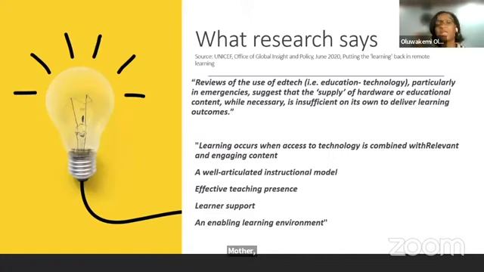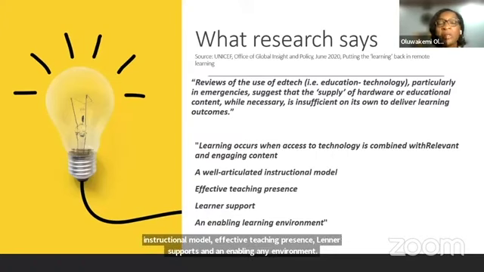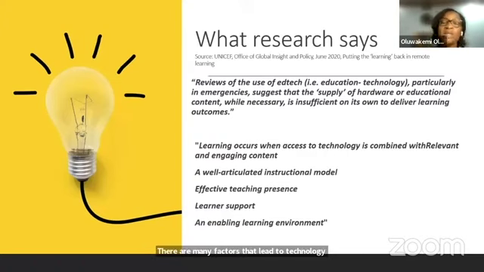If you just drop technology in the hands of these people and do not structure it in a way that effectively engages them with the learning outcomes, then you will not get the learning outcome. As a matter of fact, it may become a distraction and a source of reduced performance. So it is not in itself sufficient. Learning must occur when technology is combined with relevant and engaging content. It must have a well-articulated instructional model, effective teaching presence, learner support, and an enabling learning environment. There are many factors that lead to technology integration positively influencing learning outcomes.